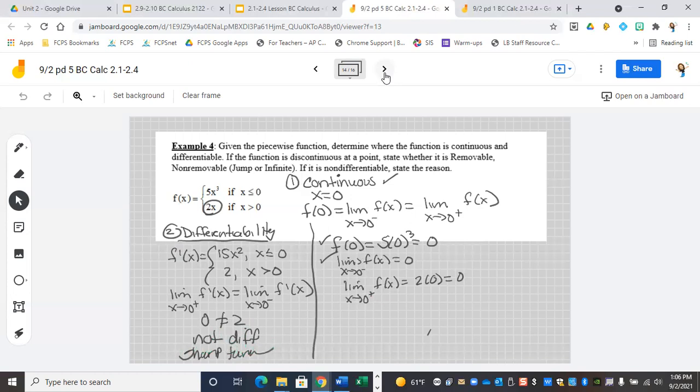How would I know I had a vertical tangent? Well, what is the slope of a vertical line? Undefined. So if you were to find this derivative and plug in a number and you got undefined, you'd know you'd have a vertical tangent in the graph. Okay. So any questions on that one? Any questions on how to check for continuity or differentiability?